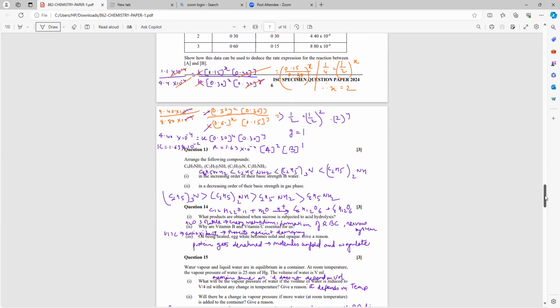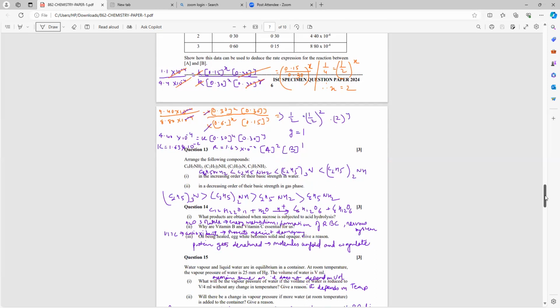Question number 13. Arrange the following. So the arrangements are there. You can see the order in the increasing order of their basic strength in water and the decreasing order of their basic strength in gas phase. Question number 14. What products are obtained when sucrose is subjected to acid hydrolysis? It is glucose and fructose that are formed. I have written the reaction. You can see.